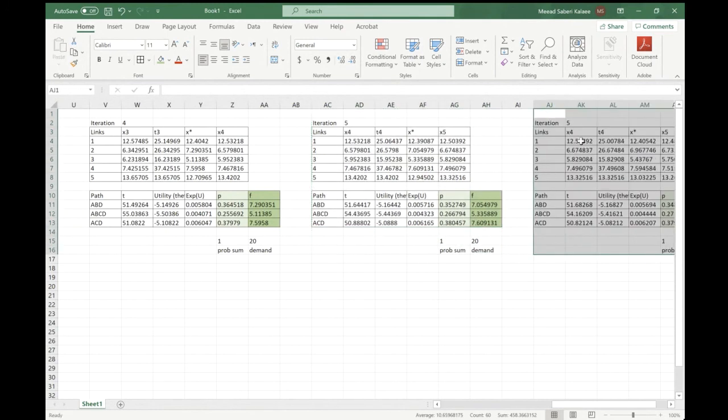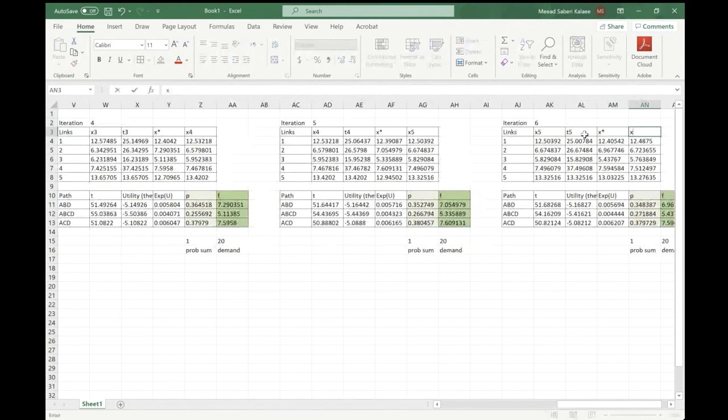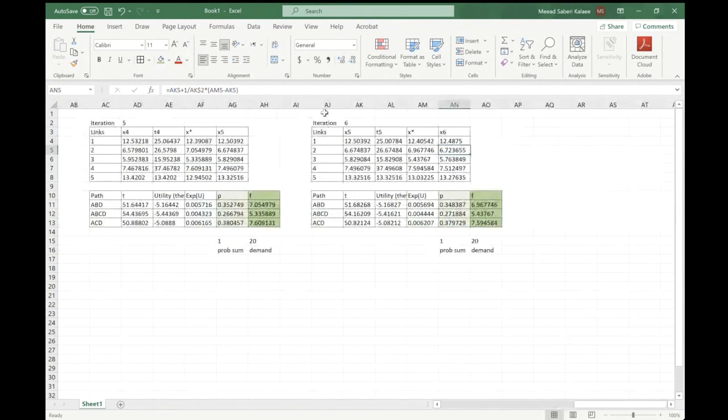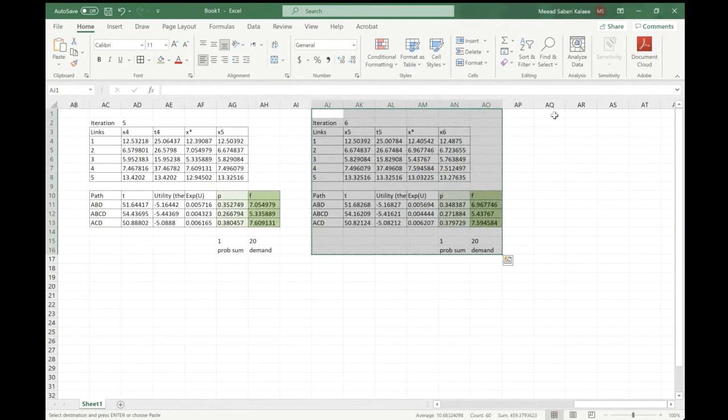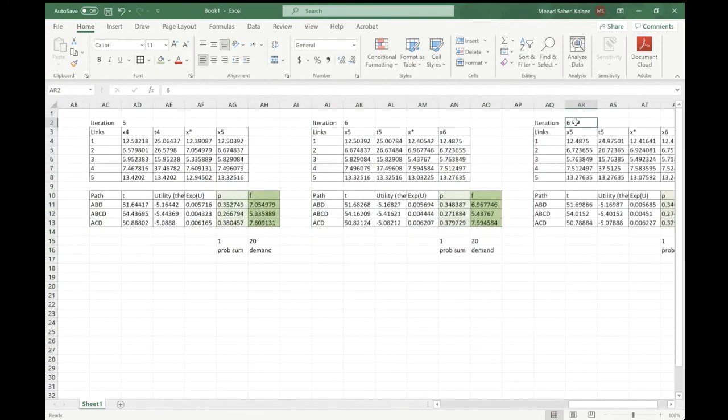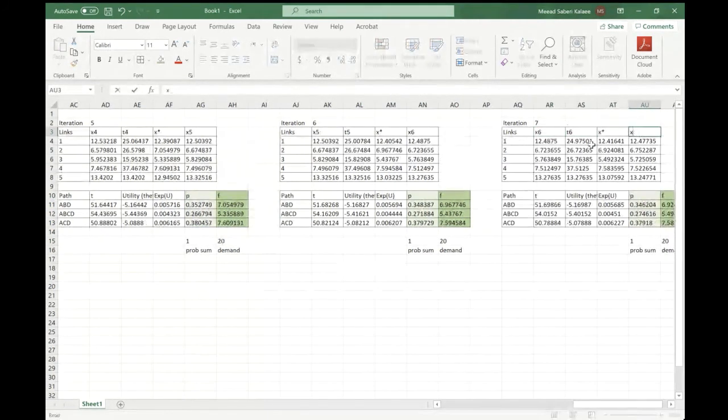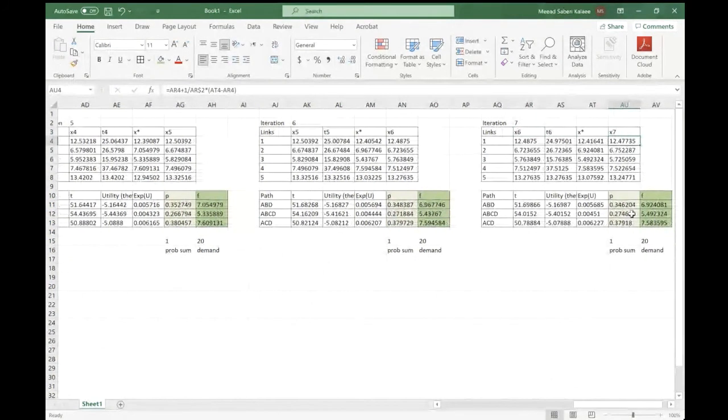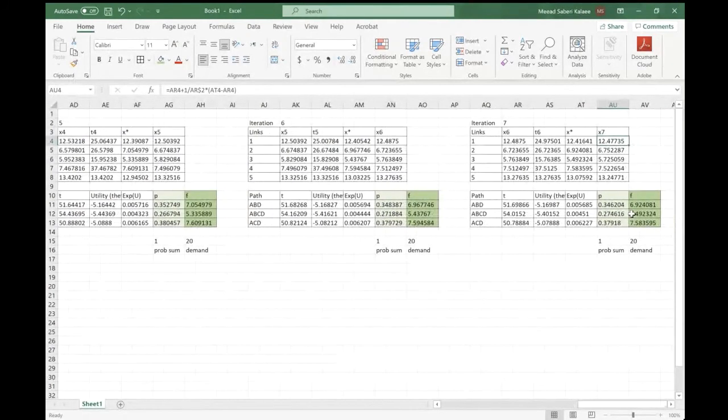Let's do another iteration and then we can check the convergence pattern. This is iteration 6, so let's do X5, T5, and this would be X6. I think everything else, I don't need to change anything. Yep, that is correct. Let's do another iteration as well, okay? This would be iteration 7. This is X6, T6, and then X7. Okay, let's stop here and let's have a look at maybe either path volumes or link volumes.